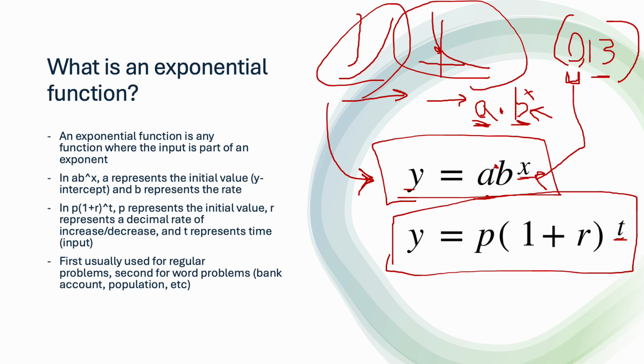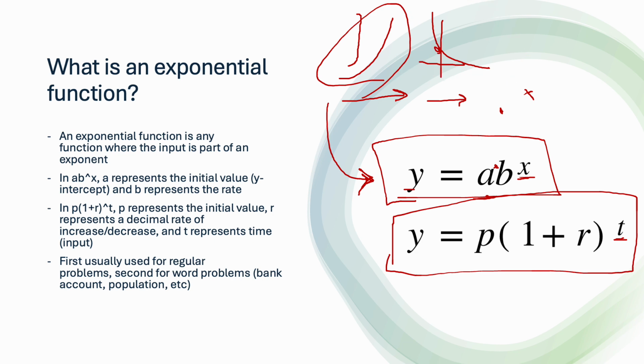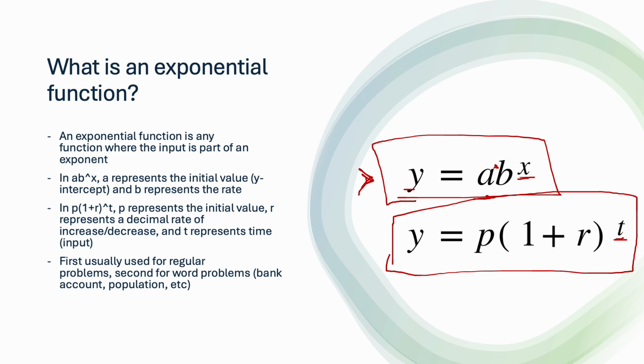So that's what's going on with this function. What about this other function, y equals p times 1 plus r to the t? Because that looks a little bit more complicated and kind of scary. And the good thing is, it's going to be generally the same idea. Now, this equation, y equals p times 1 plus r to the t, or to the x, is the function that we're going to use mostly for word problems.